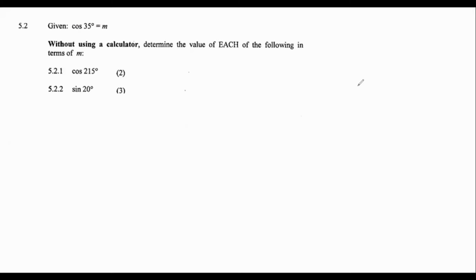We are told that cos 35 is equal to m. Okay, so without even looking at the rest of the questions, when I see something like this, I immediately know what type of question this is. I'll show you. When they give you the angle, then I know that 35 is in quadrant number one.